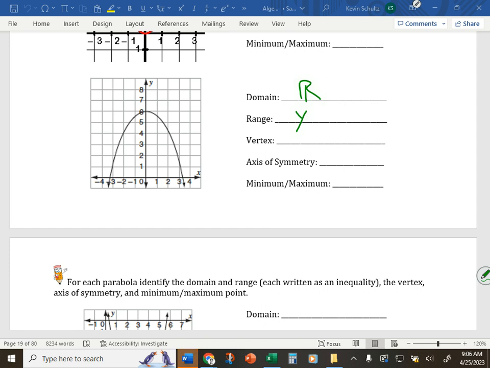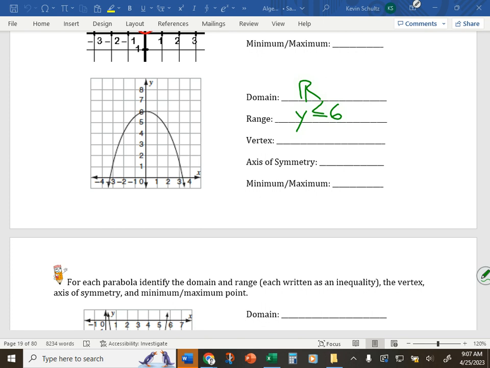So where on the y-axis is the highest point of this parabola? 6. So the highest it goes on the y is 6, and then it goes down forever, right? So y is going to be less than or equal to 6. It never gets to 6.1, never gets to 7 up here, never 8, never above 6. Okay? 6 and below. What's our vertex point? Cole. Vertex point?